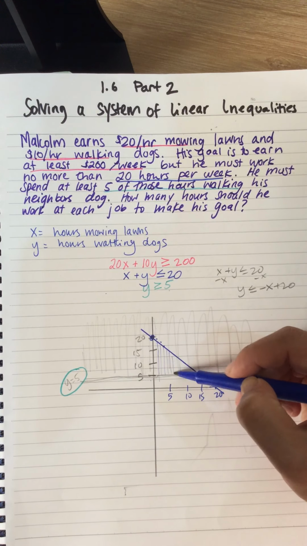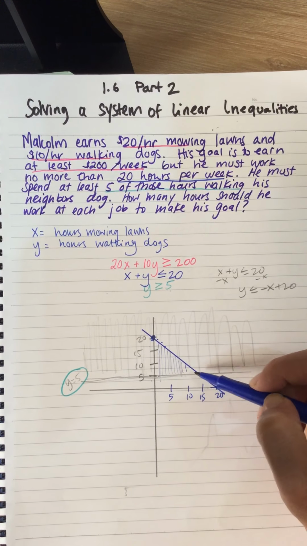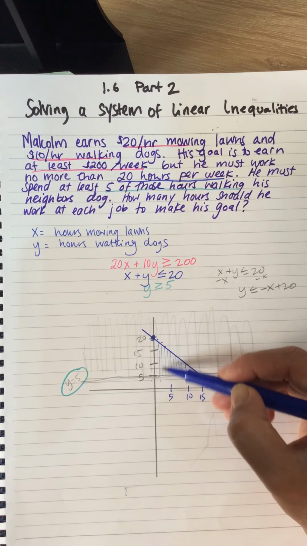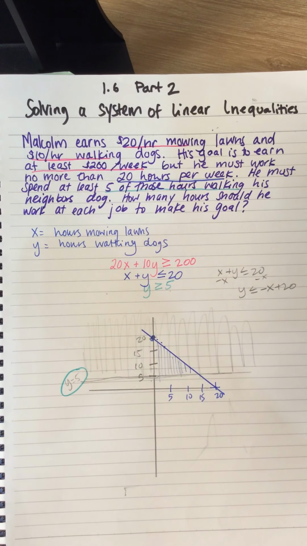Now I'm only going to get to color in here because I already know it has to be above y equals 5. So we're in this little triangle area. So now let's see what happens when I deal with this last thing, the pink one.